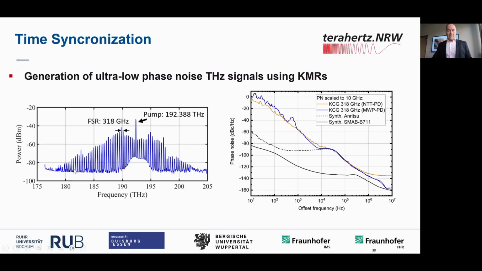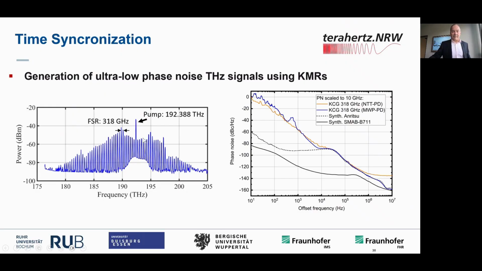You see this here on the left hand side. You see this generated optical comb with a huge number of lines. And as I mentioned, the difference frequency between the lines is very stable. It depends on the ring resonator, the Kerr microring chip that we fabricated. This is one solution for 318 gigahertz.